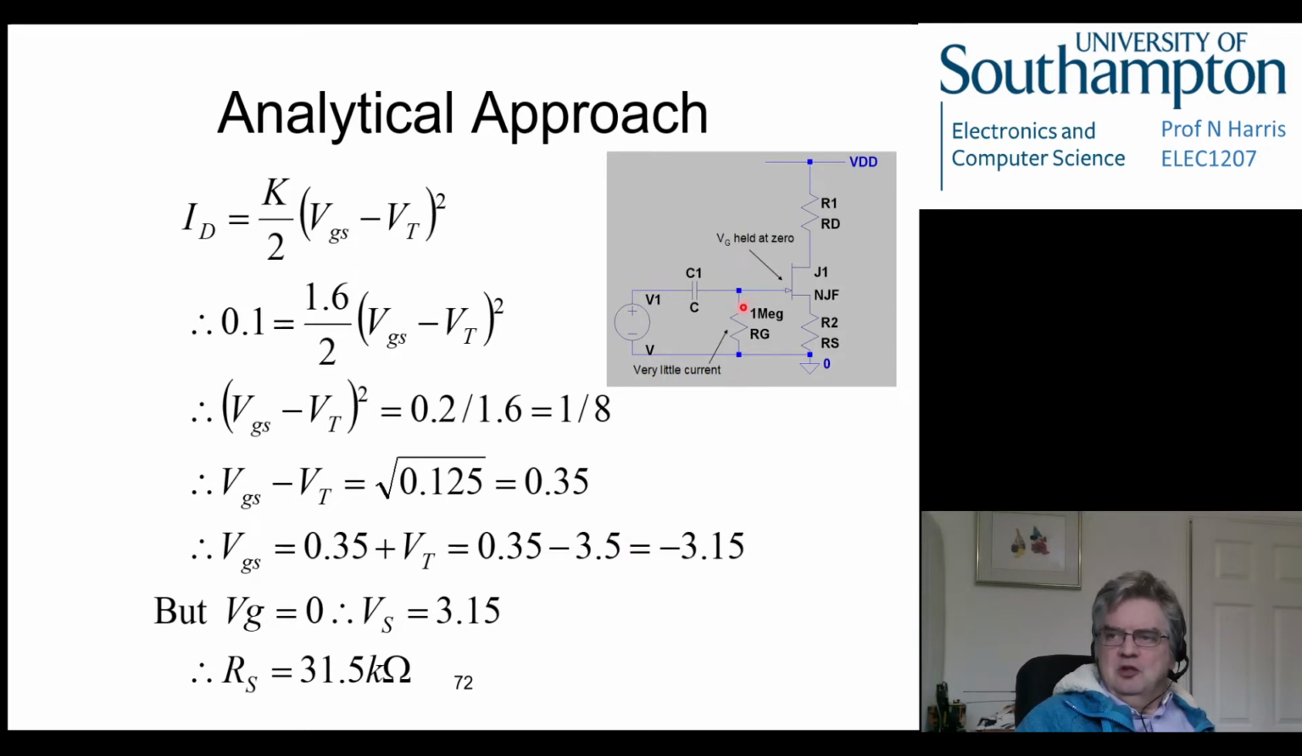But we know that VG equals 0 because it's tied through this resistor here. So one end is at 0 and we want 3.15 volts at the other end. It's easy then to apply Ohm's law to this resistor to get the value of 31.5K. So if we make this resistor 31.5K, we will get a value of ID of 0.1 of a milliamp. And hopefully that will give us a gain of 28.